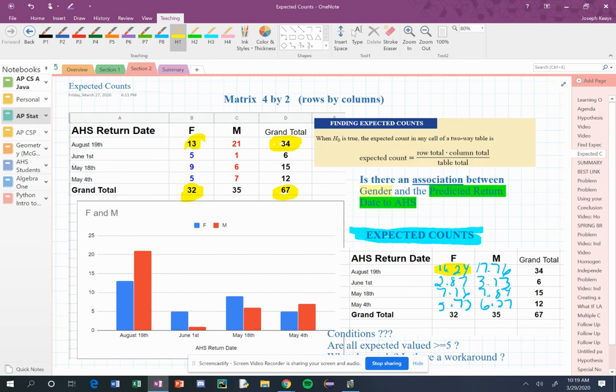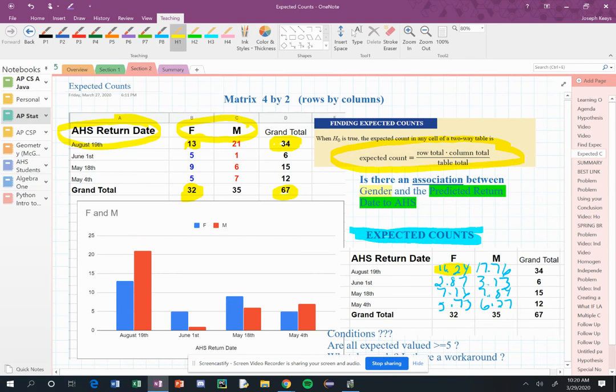We haven't talked about whether or not this is a significant difference between females and males in here, but we certainly explored how to calculate expected counts, and we're trying to see if there's an association between gender and the predicted return date back to AHS.